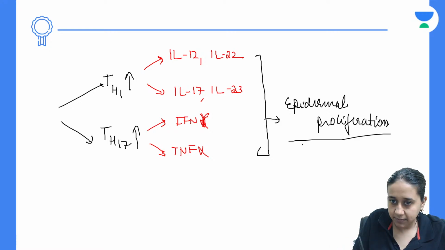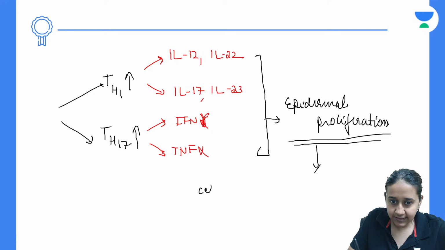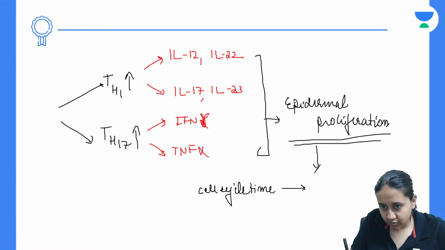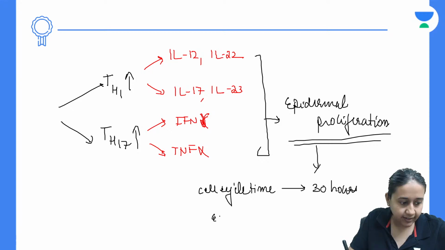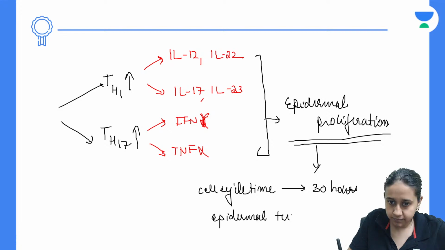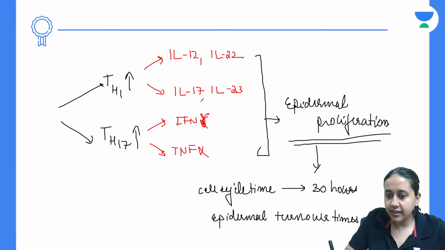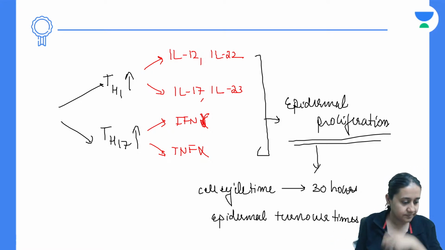And whenever you have epidermal proliferation, what happens? The cell cycle time reduces to 30 hours from 300 hours, and epidermal turnover time reduces to 4 days from 56 to 72 days.